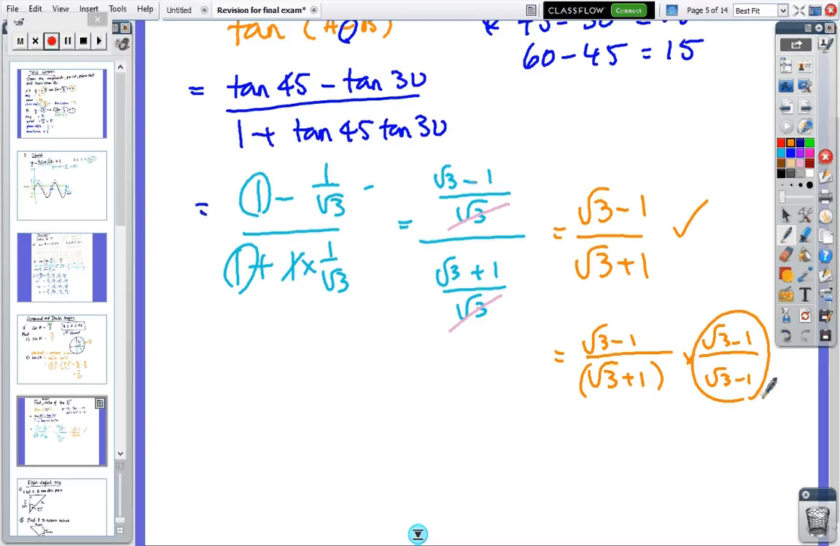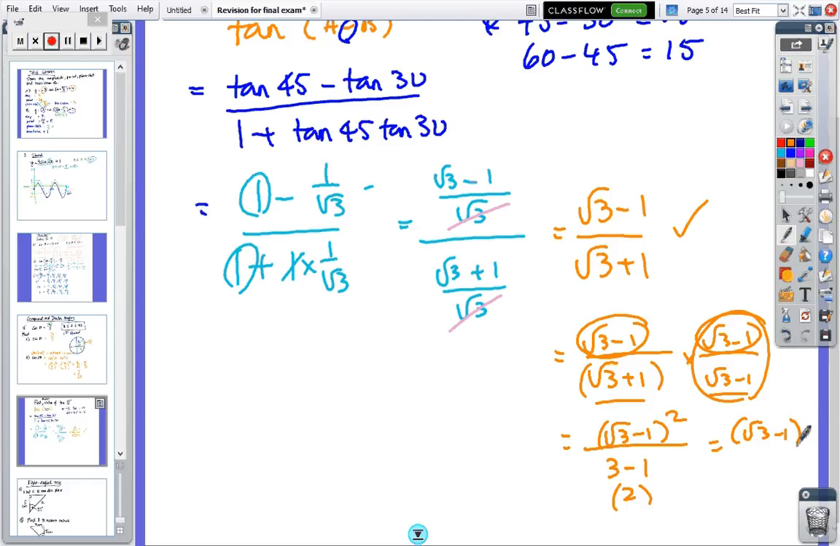So what we're doing here is we're just multiplying top and bottom by the same thing, the conjugate, and what happens is you've got on the bottom a plus b, a minus b, which is a squared minus b squared, so then that turns into a 2, and on the top line you've just got root 3 minus 1 all squared. So that is the perfect answer if you can get to that, but if you left it like that, I think that'd be fine.